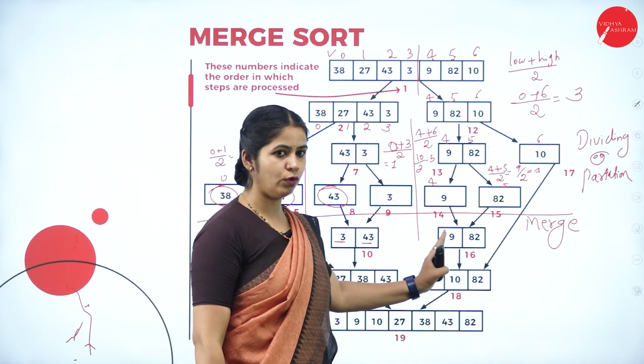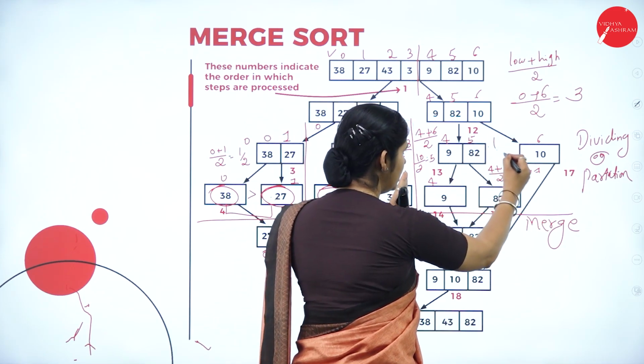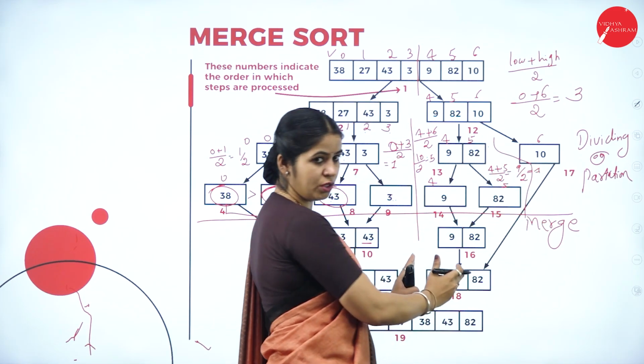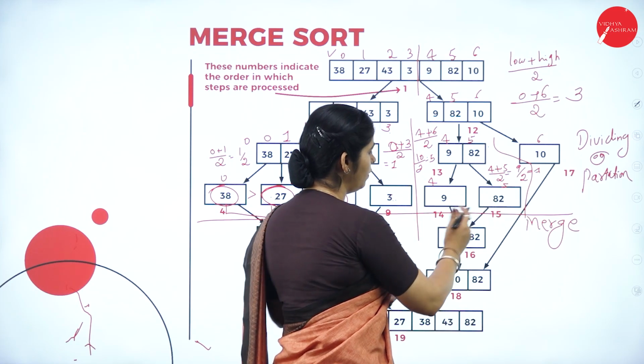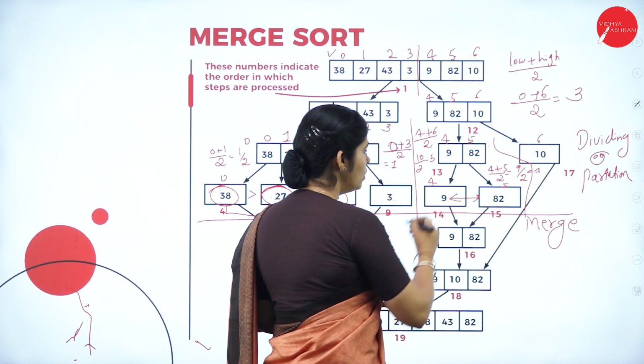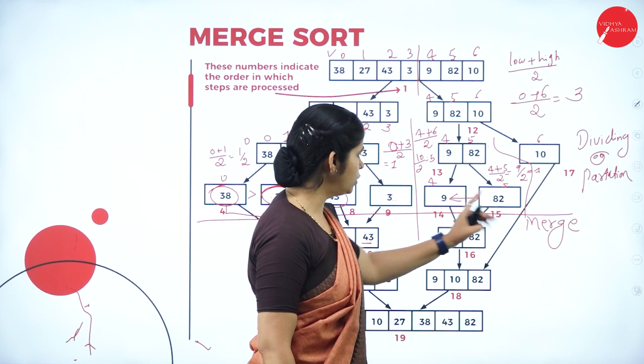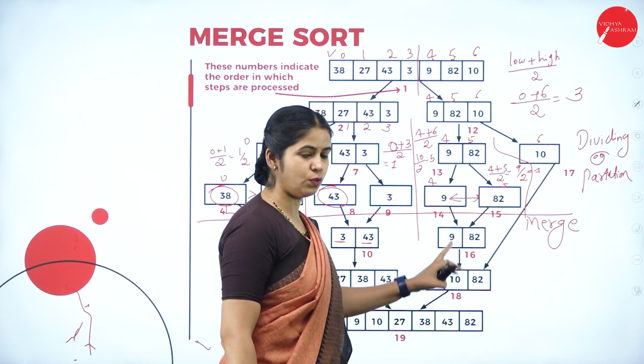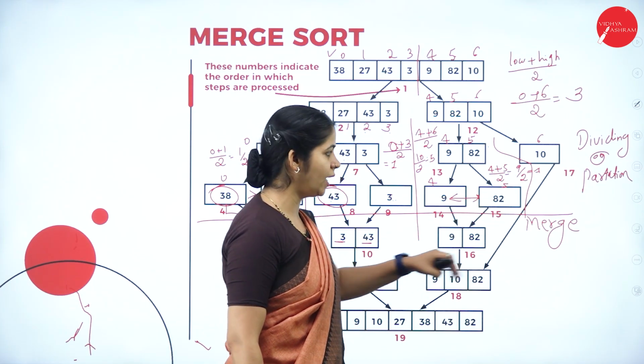So now what do we have to do? Again, this half has to be merged. This half has to be merged between each other, these two elements. So 9 is smaller than 82. We keep it as it is, 9 as the first value and 82 as the second value.